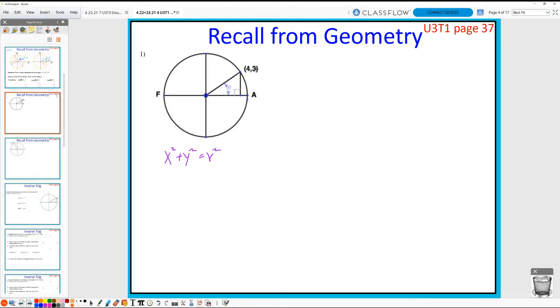In this specific case, we have the point 4, 3, so I'm going to go ahead and use those numbers. My x is going to be 4. 4 squared is 16. So I'm just skipping a couple steps here. 3 squared is 9. That's going to give me r squared. If I take the square root on both sides, I'm going to get square root of 25 is equal to r, which of course is 5. Now, just like before, this is a length, this is a radius.